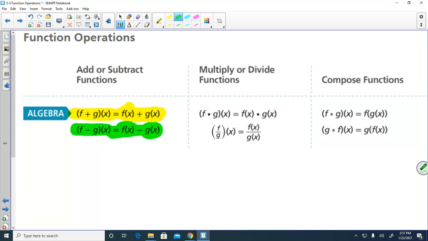You need to be familiar with both because we use them interchangeably, and you need to be able to do one or the other. Here is what multiplication notation looks like. f times g of x means the same thing as taking f and multiplying it by g. For division, f divided by g of x means the same thing as taking f and dividing it by g. We'll get to composition later. So we're going to start with adding and subtracting.